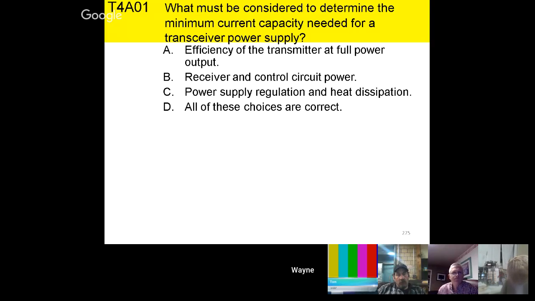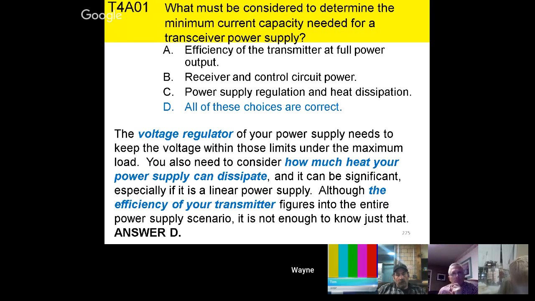Also, the receiver and control circuit power and the power supply regulation and heat dissipation, those are all things that need to be considered, in getting the amount of current and voltage you need for your radio and for your shack in general. Like I say, I have a 35 amp power supply here, and my radio doesn't use all that. I think it uses about 15 to 20 amps when I key up and transmit. Some radios, like a 4-watt CB, are only going to draw maybe about 4 amps, if that, or 2 amps. It's not really going to draw a whole lot of power.